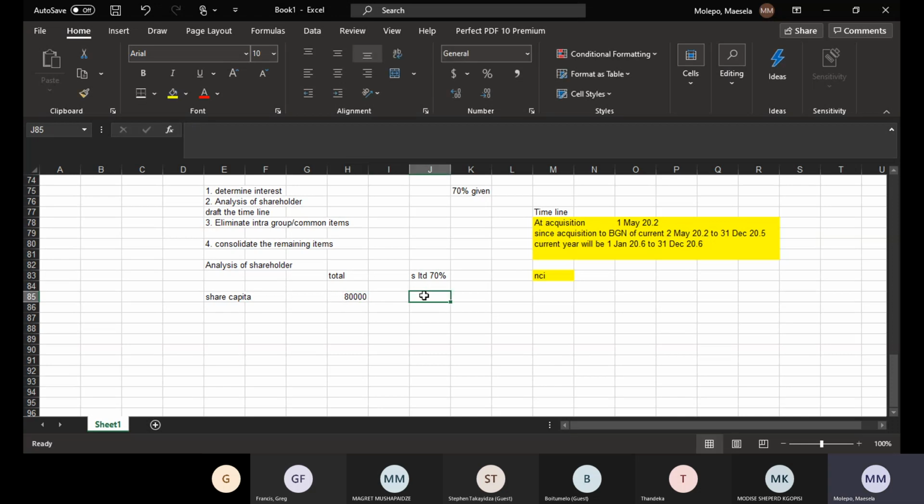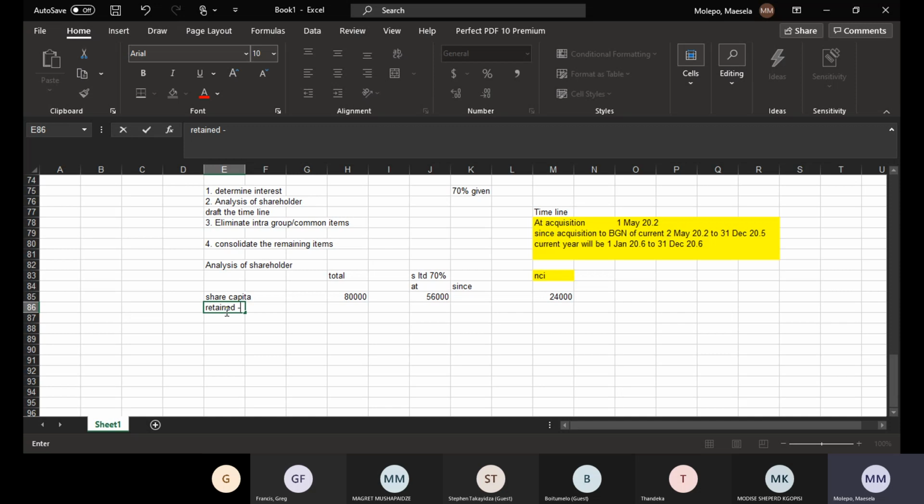And then on the acquisition part, here it will be the ad and the NCI. In the ad part, we have the value of 56. And then on the NCI is 24. Then on the retained earnings given on the date of acquisition, they said P Limited value. At the date of acquisition, the retained earnings is 20,000.